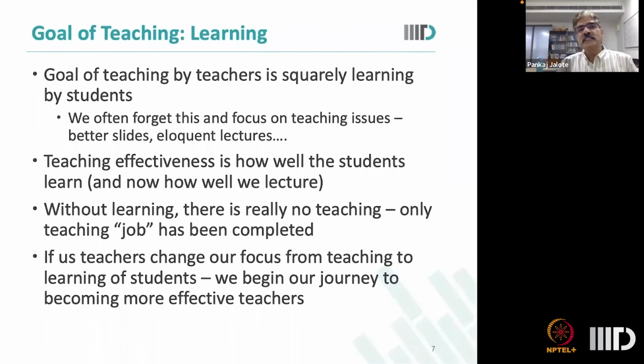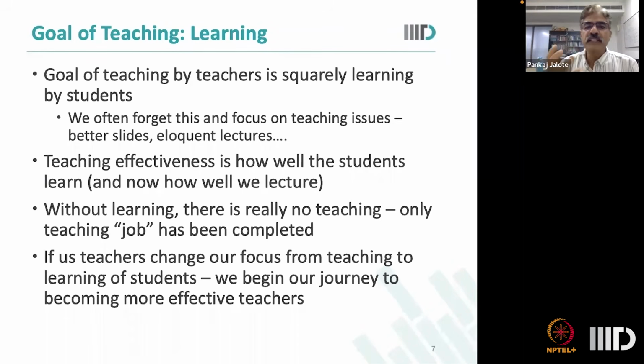So the goal of teaching actually is learning. While we call it teaching, it really is about learning. The goal of teaching by teachers is squarely learning by students. There is no other goal. We are not there for teaching's sake or teachers' sake. We are there to ensure that students learn.